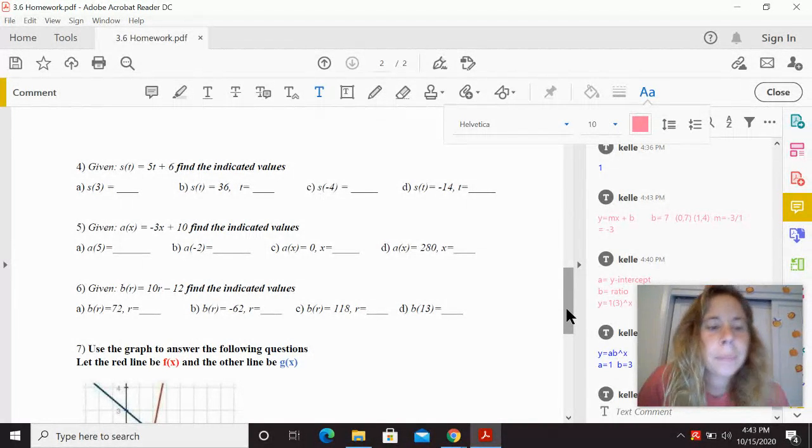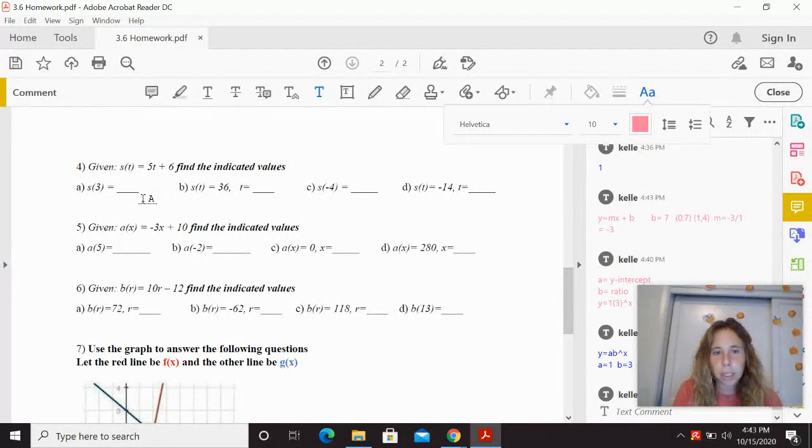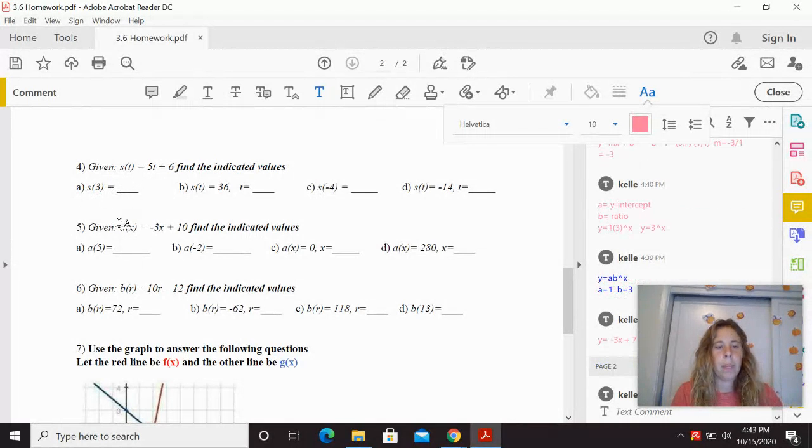Okay. So now they give you equations, and you have to find the indicated values. So s of 3, so here's your equation, s of t equals 5t plus 6. S of 3 equals what? So you're substituting in 3 in for t. S of 3 equals 5 times 3 plus 6 equals, 5 times 3 is 15, plus 6 equals 21.